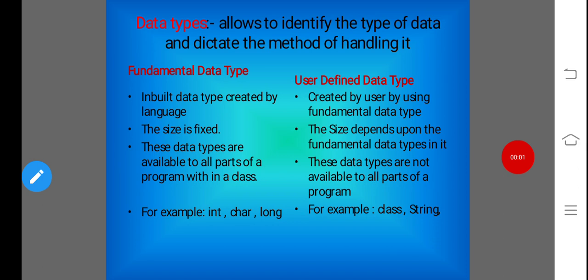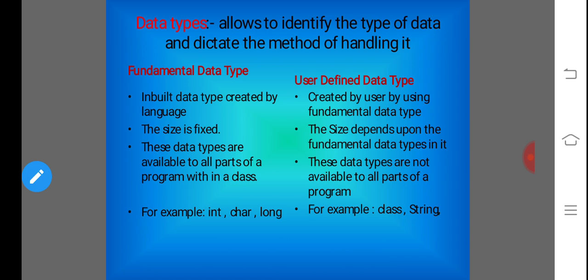In this slide, we will introduce the concept of data type. The definition says that it allows us to identify the type of data. The type of data means whether the data is numeric, alphabetical, or in decimal form, and it dictates the method of handling it. It means the operations that can be done on the data, and which functions you will use to handle the data. There are two types of data types: fundamental data type and user defined data type.